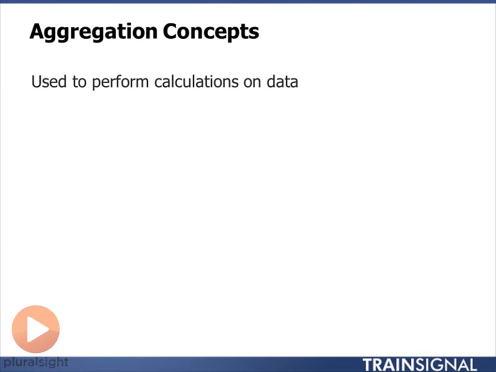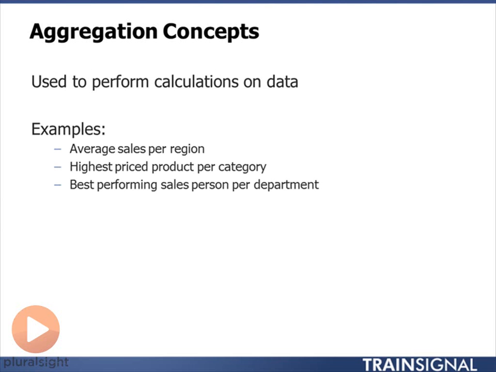Aggregates are used to perform calculations on data, and typically it's going to be some form of an aggregation. So we're going to be looking for an average or a count or a maximum or a minimum or things like that. Things where we're going to be taking an awful lot of data, putting all of that together in some form of an aggregation.